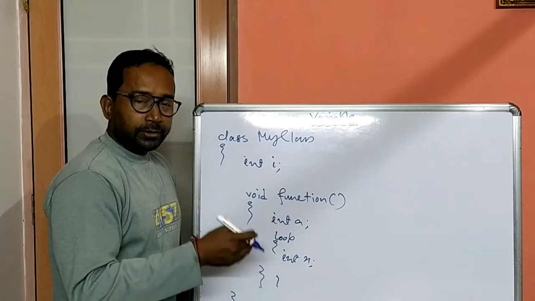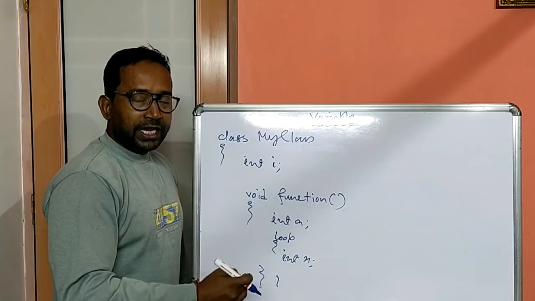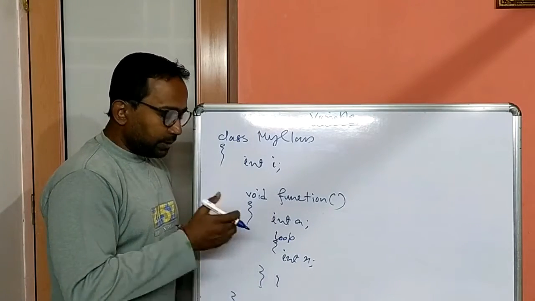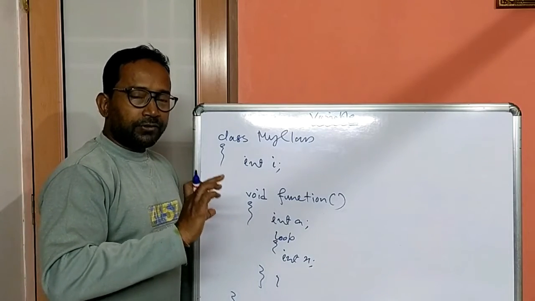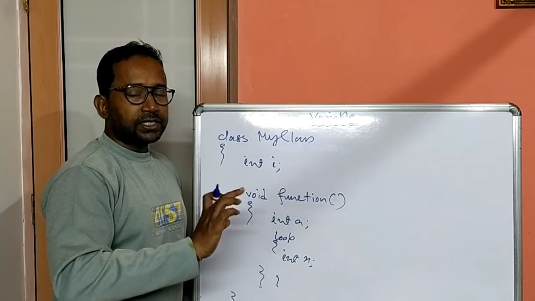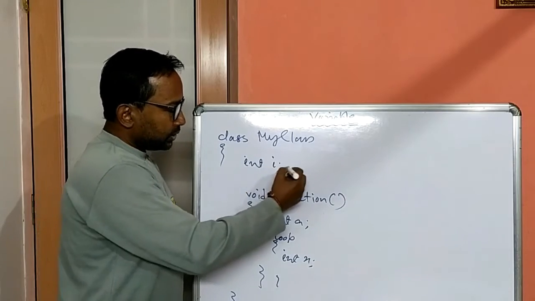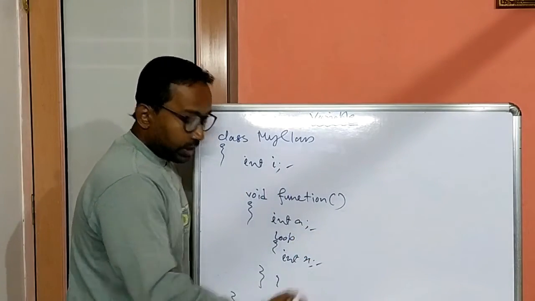It can be a loop block, a switch block, a then block, or an else block, any block. Anywhere in a block, if you declare a variable, the scope of that variable is that block. It means the variable will be destroyed when the block completes its execution. Clear? So this is a global variable, these are local variables.